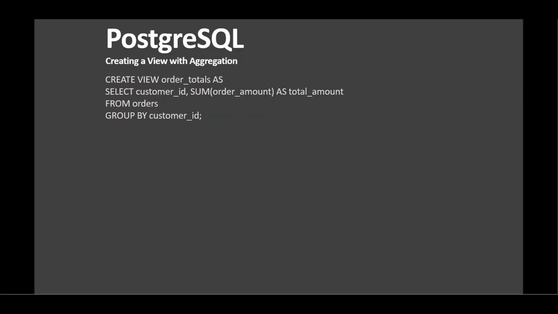We move on to how to create a view with aggregation. Once more, we create the view, we indicate the AS to follow the select statement. But notice, we have here an aggregate function. We name it as we want it as well.